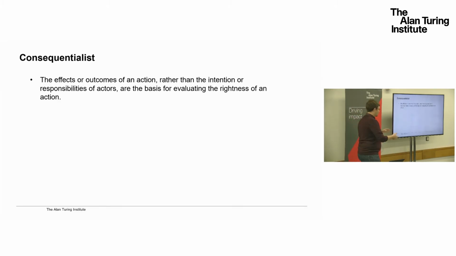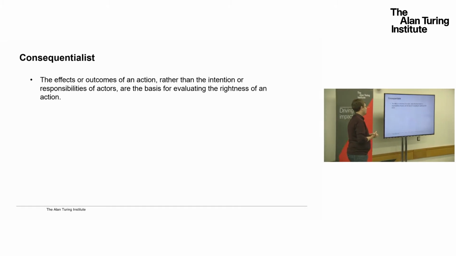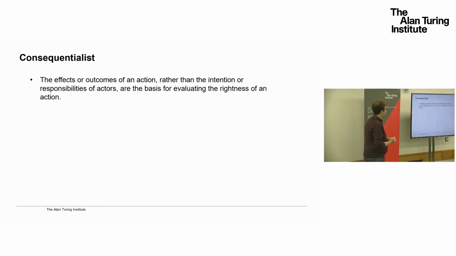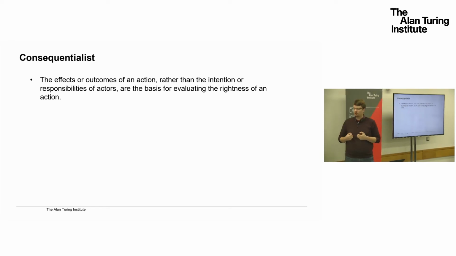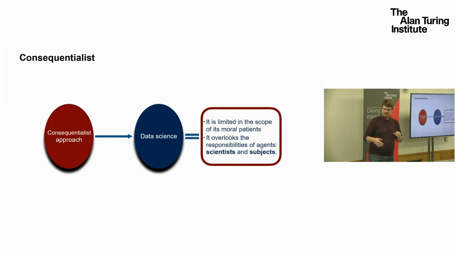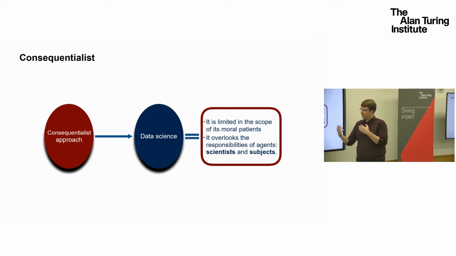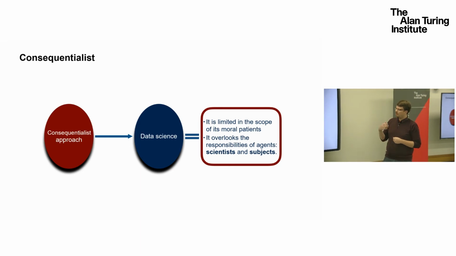Now, consequentialists, again, this has to do with the effects or the outcomes of actions rather than the intention or responsibility of the actors. So the effects, the consequences of an action are the basis for evaluating whether the action is right or acceptable. And consequentialism, as you would guess, has similar, sort of mirror shortcomings, in the sense that it's limited in scope to moral patients, so to the effects on individuals, the effects the system has on an individual, and it overlooks the responsibilities of agents or of data scientists.